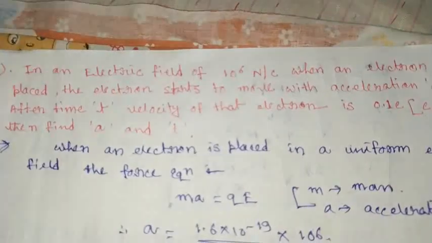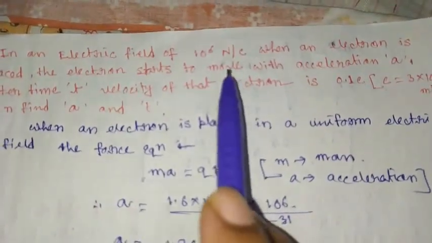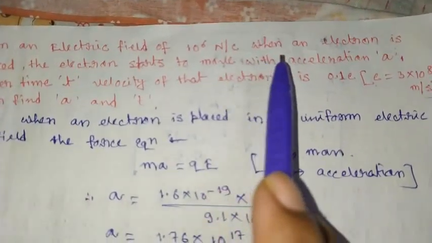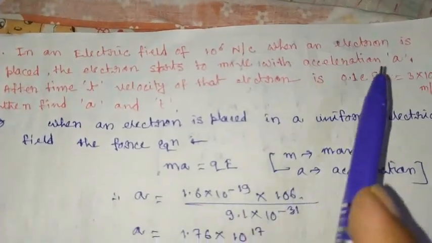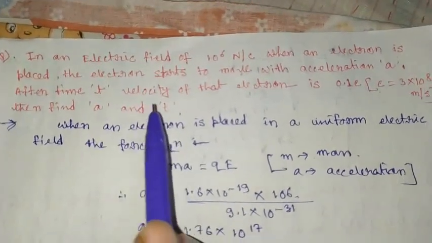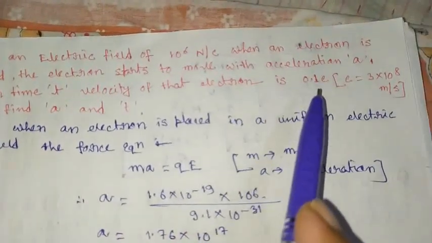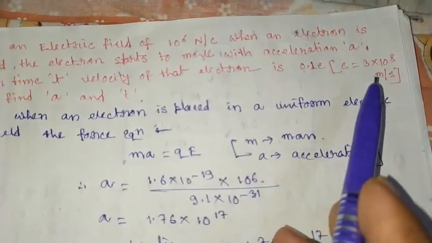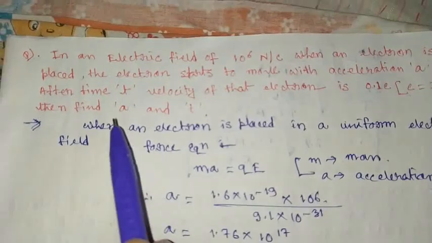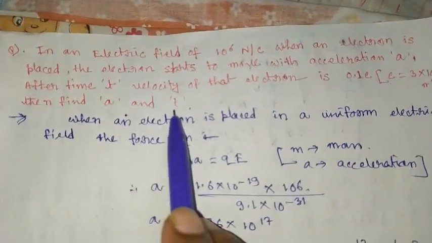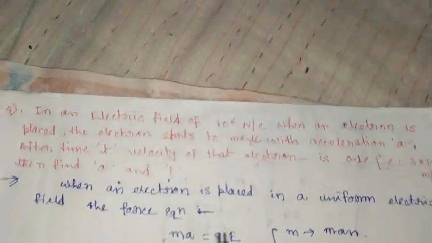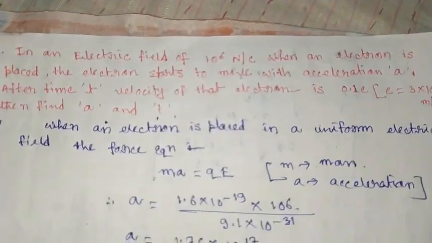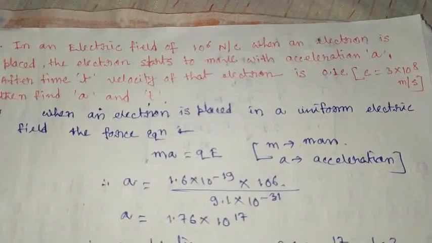In an electric field of 10 to the power 6 newton per coulomb, when an electron is placed, the electron starts to move with an acceleration a, and after time t, the velocity of that electron is 0.1 c, where c is the speed of light in vacuum. Find the acceleration and the time t. We can easily solve this question, and this is a very simple question.